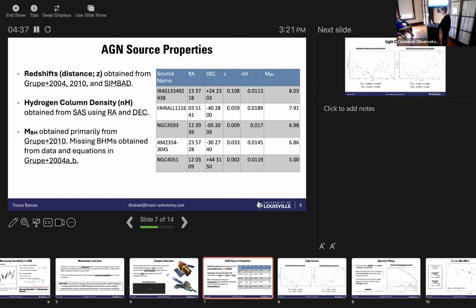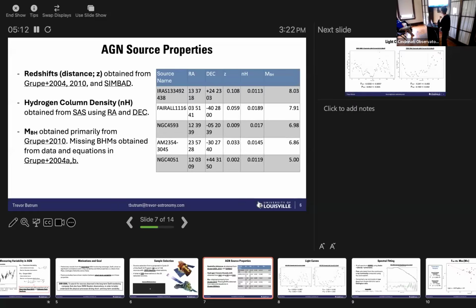And the black hole mass was also obtained from the 2010 paper that Dr. Grupe released. Most of them were in that paper, but a lot of them were not. So I had to use some equations from his 2004 paper that I don't put on this slide because it's not the main focus of the talk. But I used that and got the black hole mass. And so here's an example of some of the sources we have: IRAS F01116, and NGC 4593, and you have all the different RA, Dec, redshift, hydrogen column density, and the mass of the black hole. So with these sources, I measured the variability.